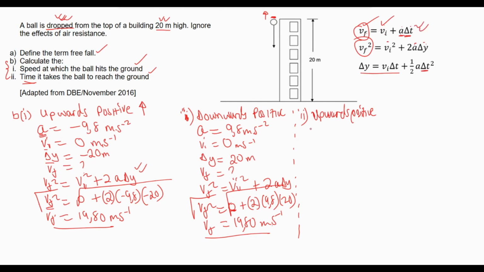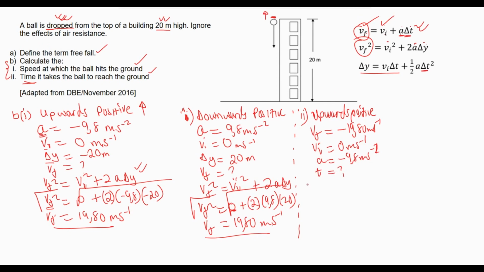So we have our final velocity, vf, we calculated it. The ball is going downwards, isn't it? So if the upward direction is positive, it means our final velocity is negative 19.8 meters per second. And then initial velocity is 0 meters per second. And then a, if it's upwards, then a is going to be negative 9.8 meters per square second. Then what are we looking for? We're looking for t.